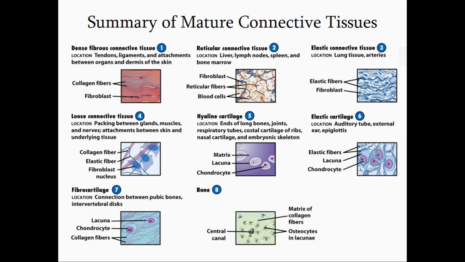So this slide gives a summary of a lot of the connective tissues that we've talked about, from dense fibrous all the way down to bone. Remember, you have your loose connective tissue, which has three kinds. You have your dense connective tissue, which has three kinds. You have your cartilage, which has three kinds. And then you have your bone and blood. And those are all the connective tissues. So this is going to wrap us up for connective tissue.